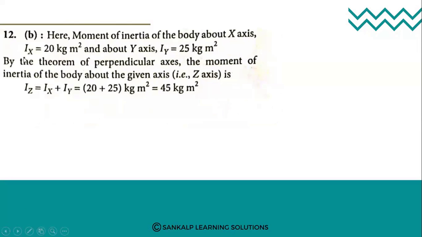See here, the moment of inertia about the x-axis is 20 kg meter square and about the y-axis is 25 kg meter square. By the theorem of perpendicular axis, the moment of inertia of the body is given by the perpendicular axis formula, that is Iz equals Ix plus Iy. So you can just substitute the values and write it as 45 kg meter square, option B.